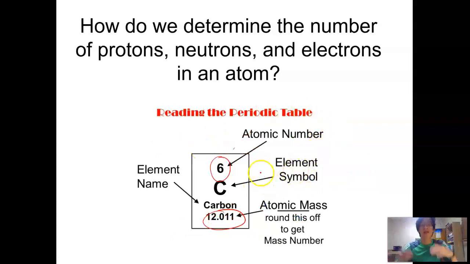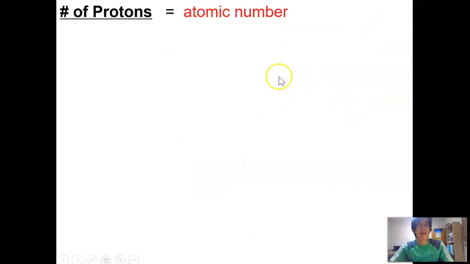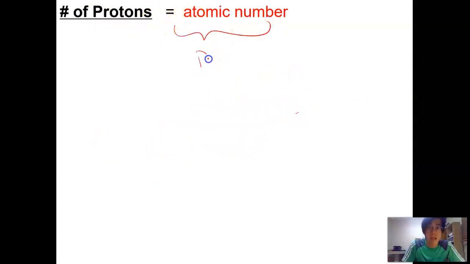So now what does that tell me? I can find the number of protons by looking at the atomic number. Every element has a unique atomic number, so this is what distinguishes elements from each other.